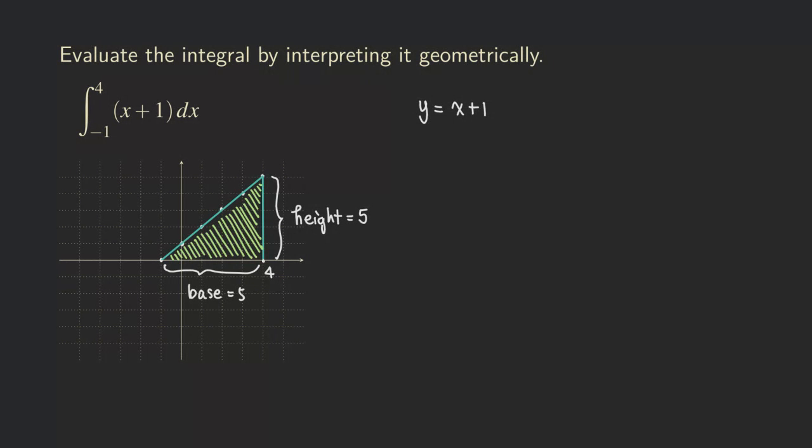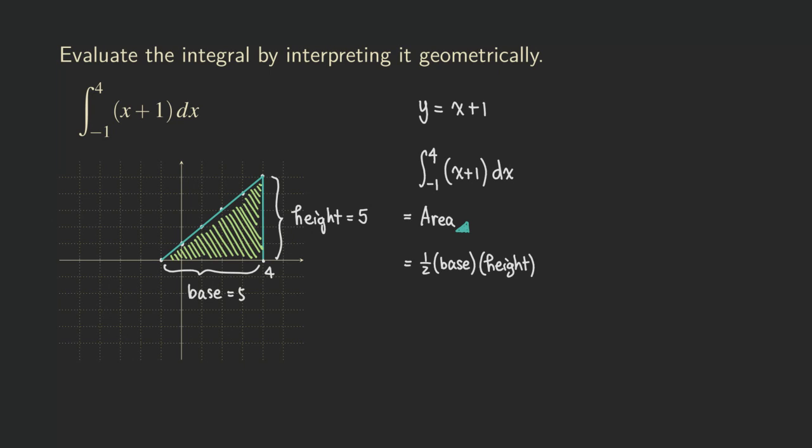So if we have the base and the height, then we can find the area of the triangle, and then we get the value for this integral. So the integral from -1 to 4 of x plus 1 dx is equal to the area of this green right triangle here. And then what is that equal to? It's going to be 1 half times the base, and then times the height.